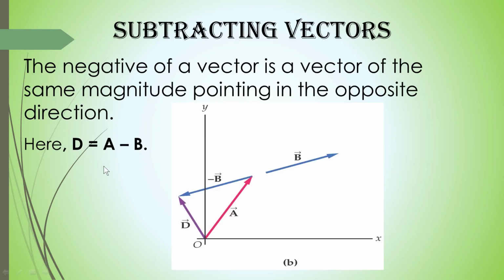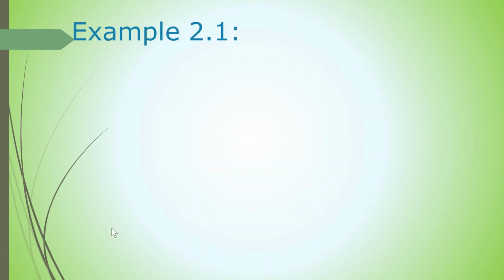So the negative of a vector is a vector of the same magnitude pointing in the opposite direction. You know this thing. So if we have to find a minus b, a is this vector, b is this vector, we will first find the negative of this vector, minus b, same magnitude but opposite direction. Then we will place the tail of minus b with the head of a, and in the end we will find the resultant. So d is equal to a minus b. This will give us the resultant. So it is simply adding the negative of a vector, nothing else. From the book, check out example 2.1, page number 43.